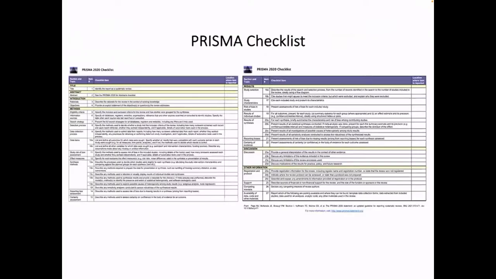So this is a PRISMA checklist, which was released in 2020. It is constantly revised every year or every two or three years. It has 27 items, and it literally hand-holds you through the planning of a systematic review.